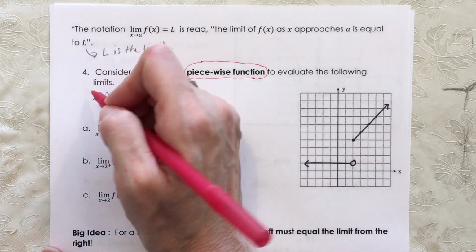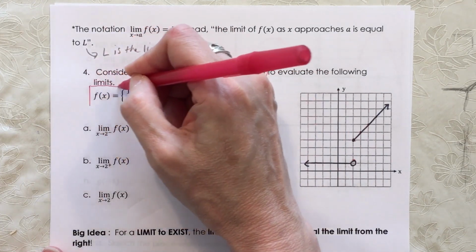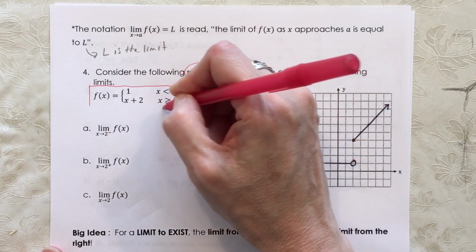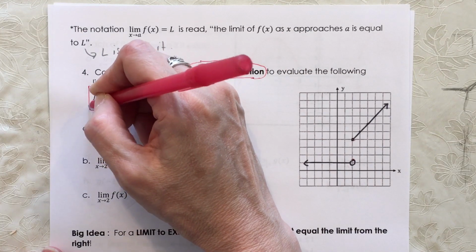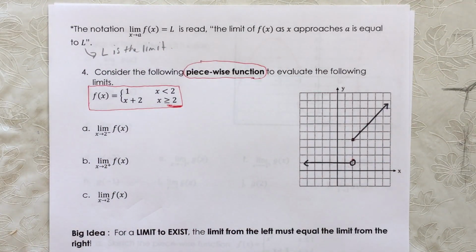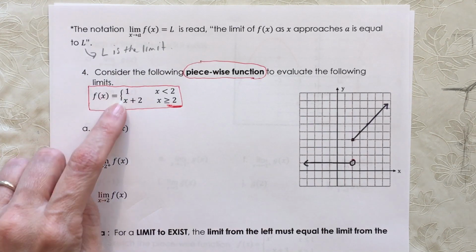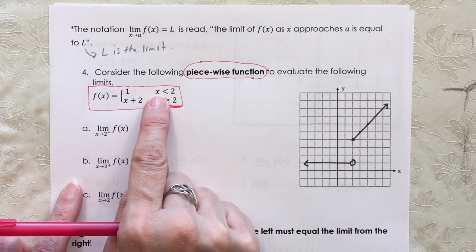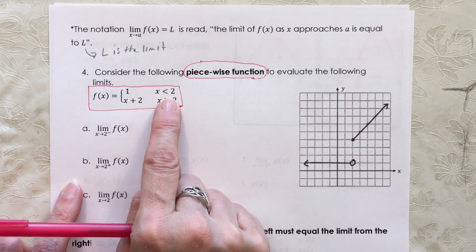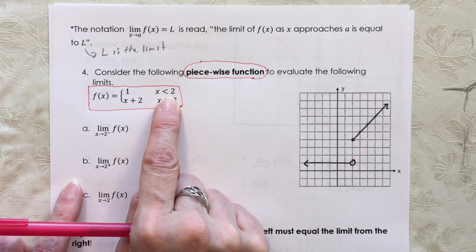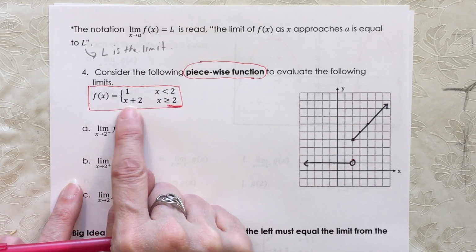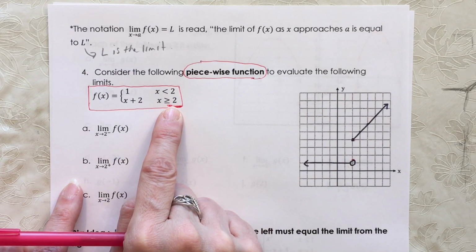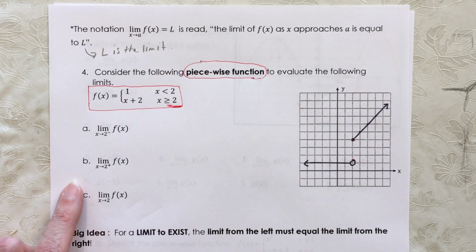Now this is the equation of that piecewise function. So it looks different. Instead of just saying f at x equals x plus 5 or something, it's got this little bracket here, and it says f at x is equal to 1 if x is less than 2, strictly less than 2, and f at x is always x plus 2 if x is greater than or equal to 2. So what does that mean?